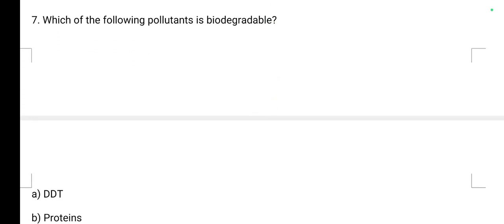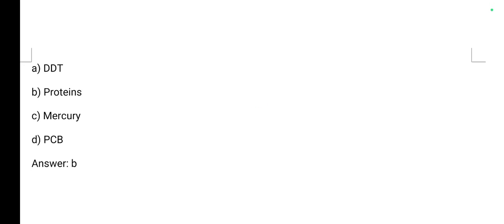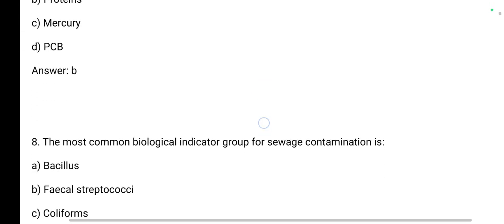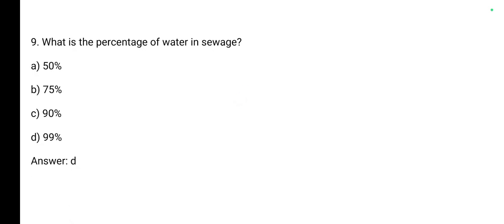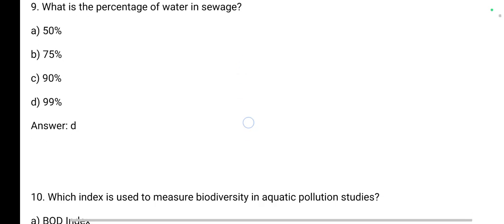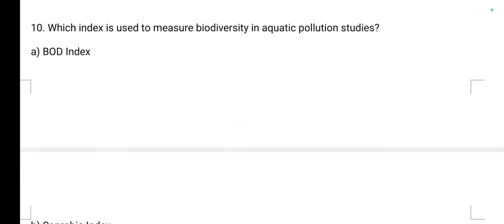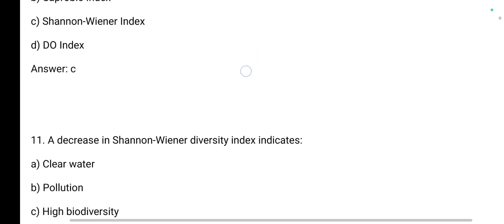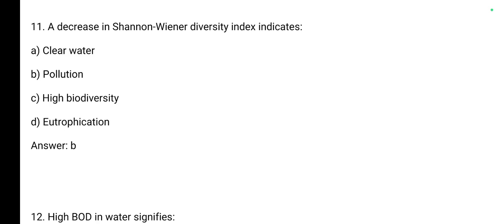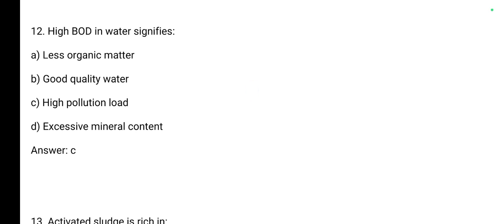Which of the following pollutants is biodegradable? So the correct option will be proteins. The most common biological indicator group for sewage contamination is, so the correct answer will be fecal streptococci. What is the percentage of water in sewage? So it is 99%. Which index is used to measure biodiversity in aquatic pollution studies? So the correct answer will be Shannon-Wiener index. A decrease in Shannon-Wiener diversity index indicates, so it indicates pollution. High BOD in water signifies that it carries high pollution load.